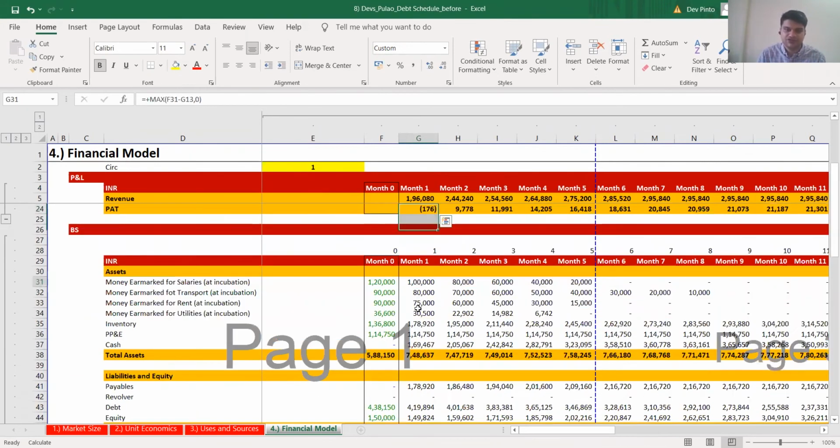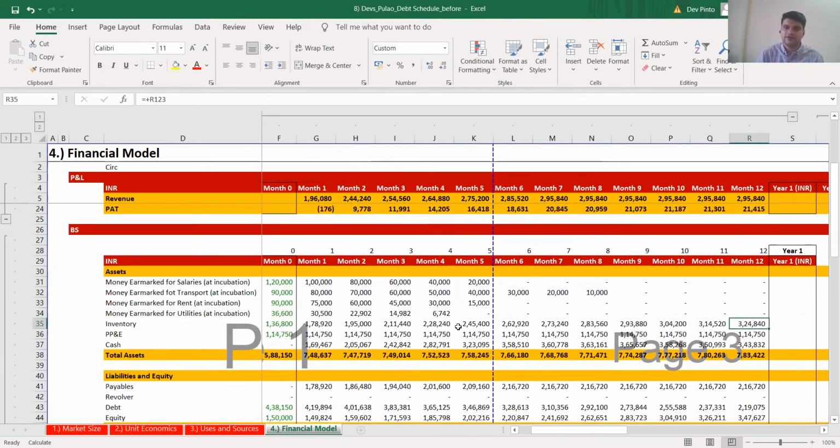We have the balance sheet. All of these working capital items, which were prepaid, go to 0 by month 6, in some cases month 7, month 8. Inventory scales up with the number of units that you produce. PP&E stays net the same because whatever wear and tear you have in the business, you're assuming you're going to invest the same amount of money just to handle that wear and tear.